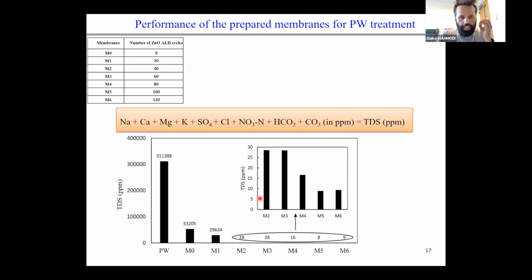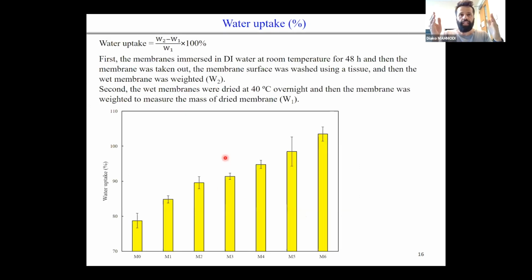Here's the question: why, by increasing the ALD cycles of zinc oxide, did the TDS decrease immensely? We can explain this by the fractional free volume. First, we calculated water uptake in order to talk about fractional free volume. We need to calculate water uptake.